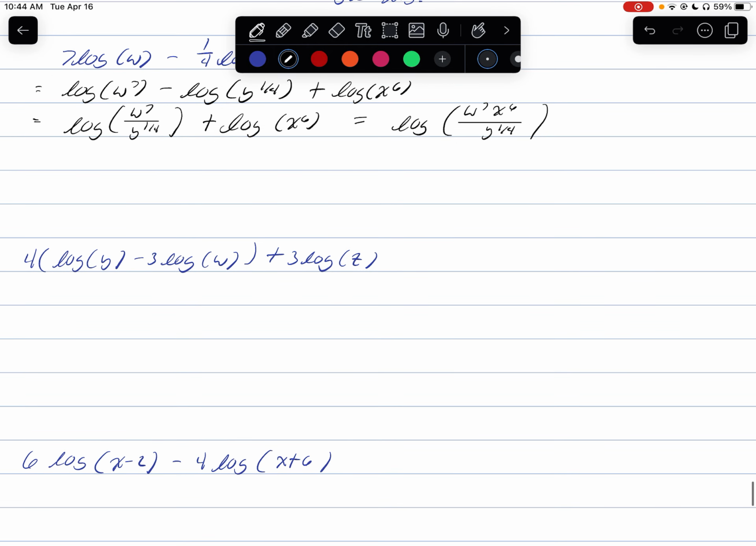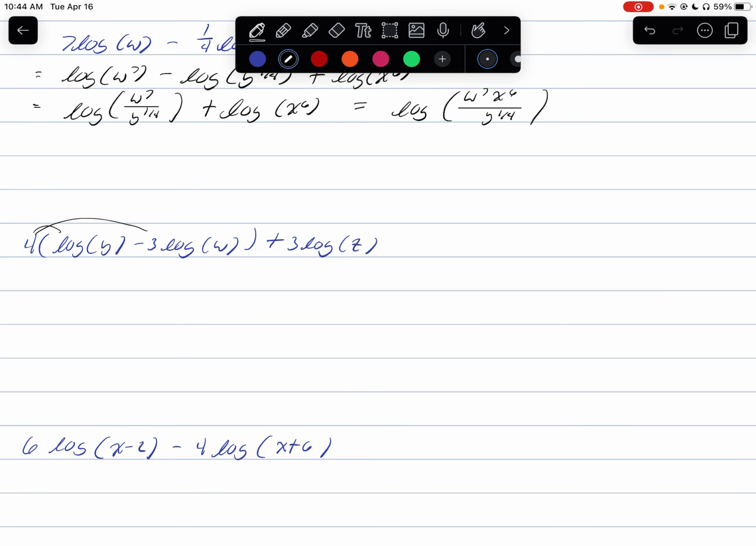Okay, how about this one? Here we have 4 times, in parentheses, log y minus 3 log w, close parentheses, plus 3 log z. So here we're going to start by distributing this 4, because like I said, we want to make this equation as simple looking as possible. So if we distribute this 4, we're going to end up with 4 log y minus 4 times 3, so 12 log w, plus 3 log z.